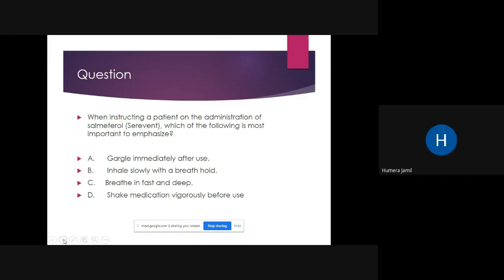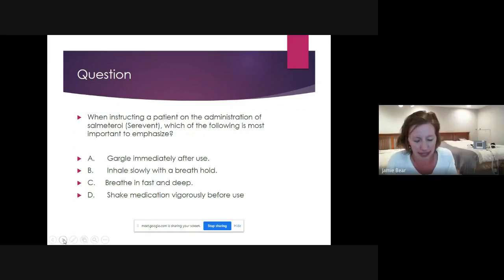It is C, breathe in fast and deep, because you use a DPI. Yes, exactly. You use a DPI and that needs a good inspiratory force. So breathe in fast and deep. Very good.